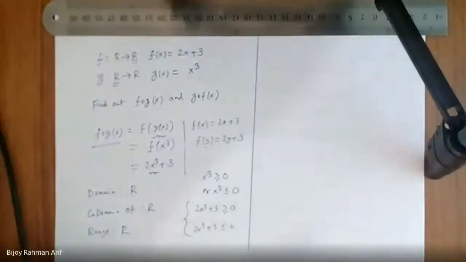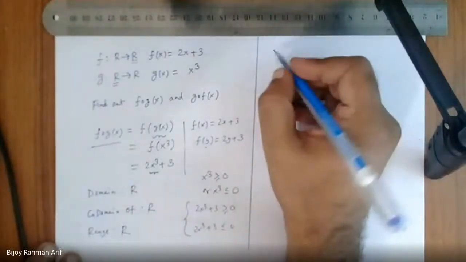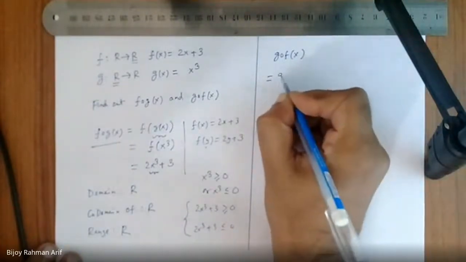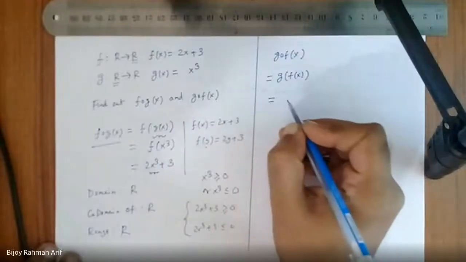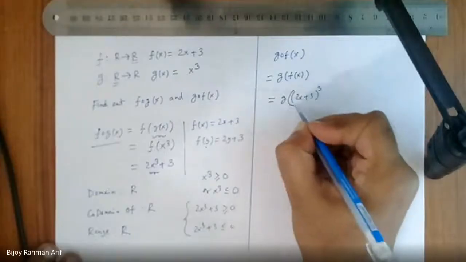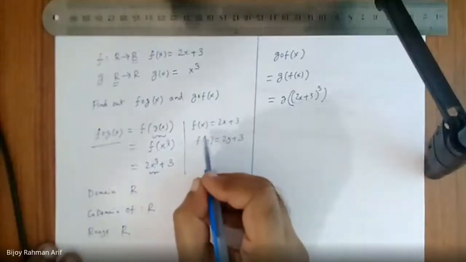Now, let's do g of f of x. G of f of x is nothing but g of f of x. So it is nothing but g of twice x plus 3, whole cube. The same argument.